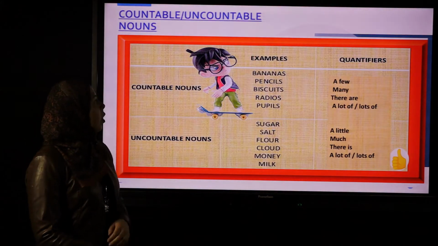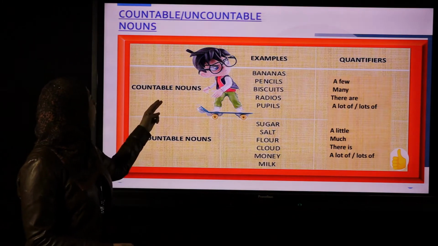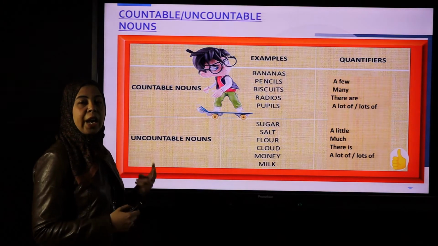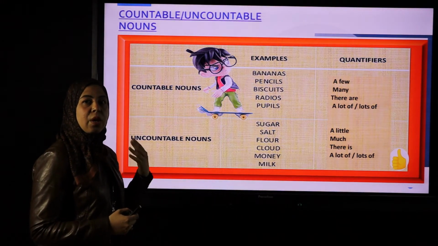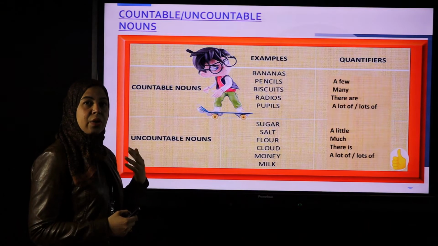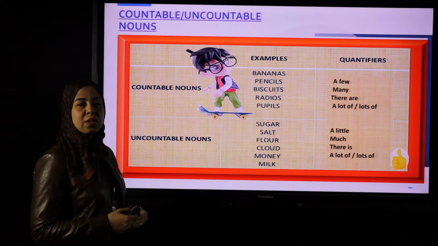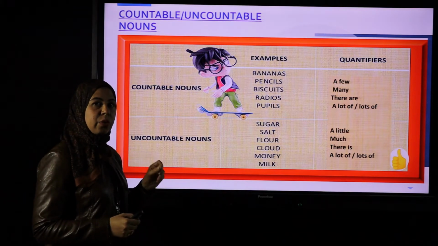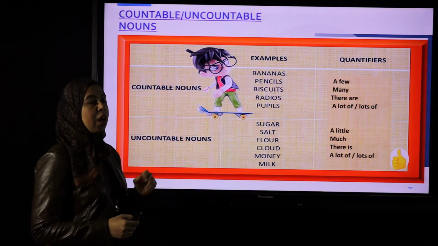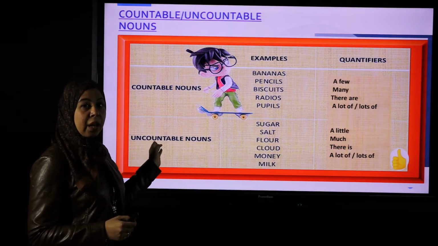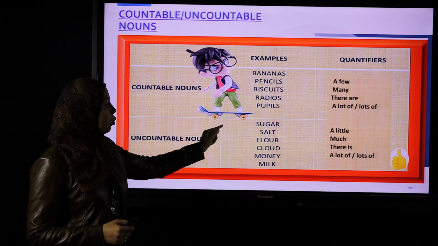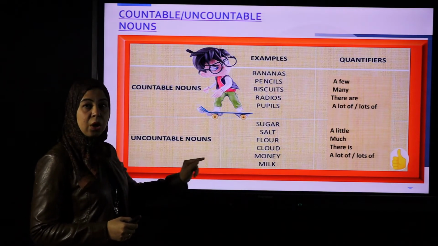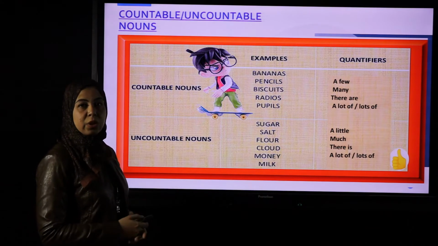Now, we have in English countable and uncountable nouns, okay? Countable nouns, like when I say I have 2 pens or 2 pencils, 3 tables, 3 bottles, all of these are countable nouns because I can count them. I can tell you the exact number that I have. Uncountable nouns means the nouns that I cannot count, like sugar, salt, flour, cloud, money, milk. All of these are uncountable nouns.